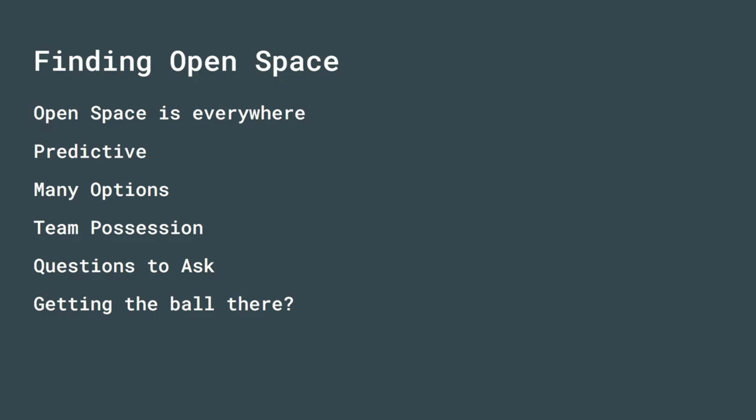Now, there's a lot of questions you can ask yourself in game to actually find open space. Some of them being, where are my teammates? Where are the opponents? What is this opponent driving to? Those sorts of questions. Just thinking about the actual state of the game in real time. Now, getting the ball to open space will come up later in the how to execute on these what pillars. I just want you, for now, to be thinking about how to find open space.